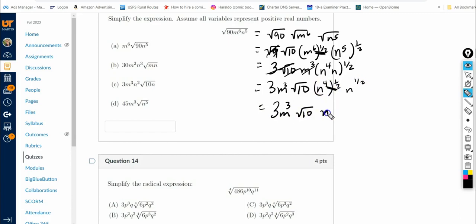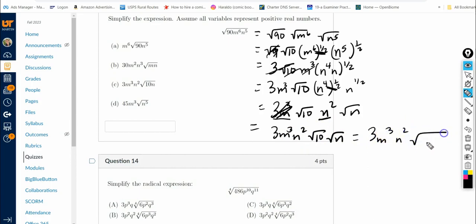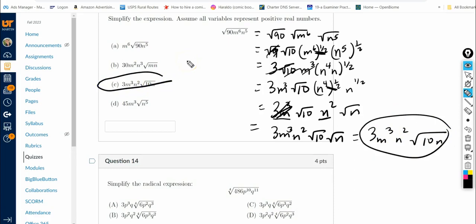And 4 times 1/2 is 2. And n to the 1/2 is the square root of n. And now I'm going to bring 3m cubed times n squared times the square root of 10 times the square root of n. And then I'm going to put these together in one square root. Okay, that's what I'm looking for. And that's what we have there. So the answer is C. That's an actual final exam question from the previous year.